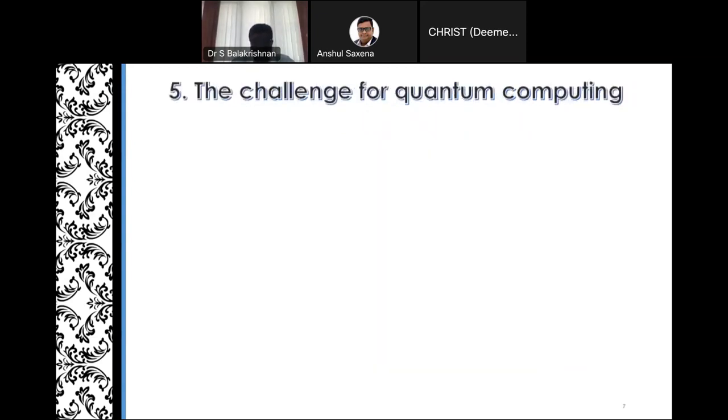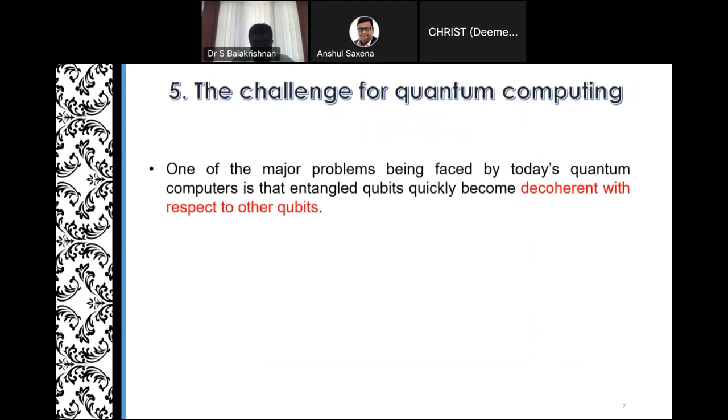And next, the challenges for quantum computing. One of the major challenges faced by today's quantum computers is that entangled qubits quickly become decoherent. Therefore, an algorithm needs to quickly get its work done before the qubits become decoherent.